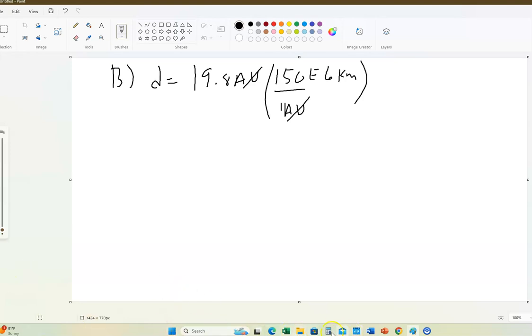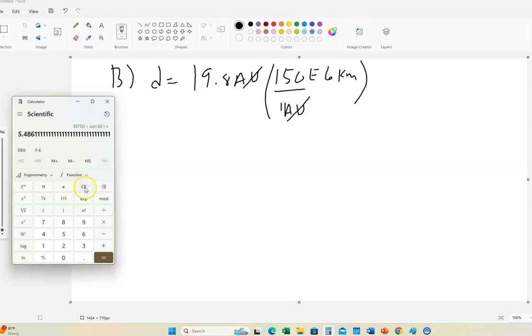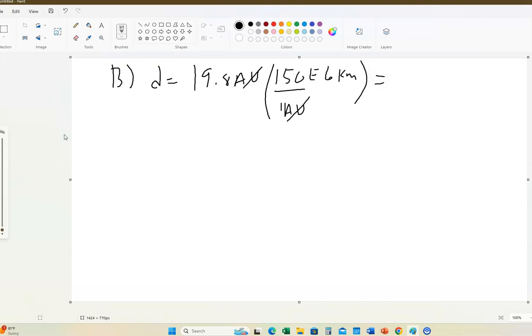Here, let's get our calculator. So 19.8 times 150 times 10 to the 6th. All right, there we go. All right, so that's the number, like 2.97. And what would that be? That would be 2.97, 1, 2, 3, 1, 2, 3, 1, 2, 3. All right, so times 10 to the 9th. 2.97 times 10 to the 9th kilometers.